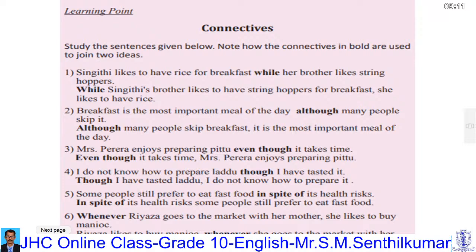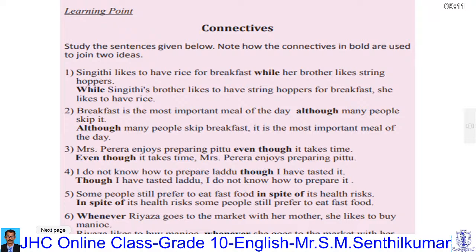First, why did I say these are very prominent? If you study the grammar, there are two questions in the GCE O-level paper. One is where grammar is tested directly, and you are also going to apply this grammar aspect, connectives, in the writing skill.